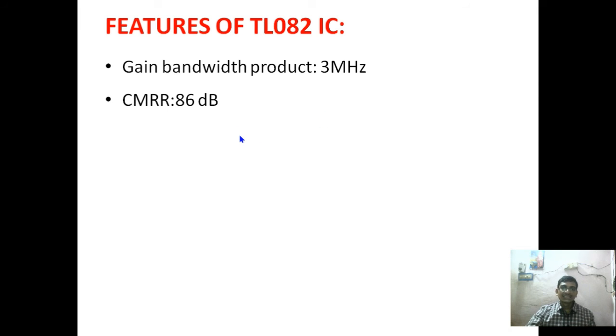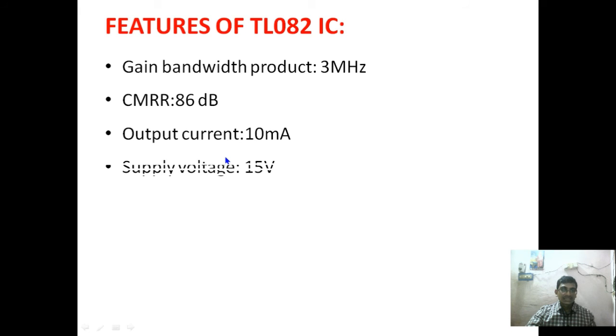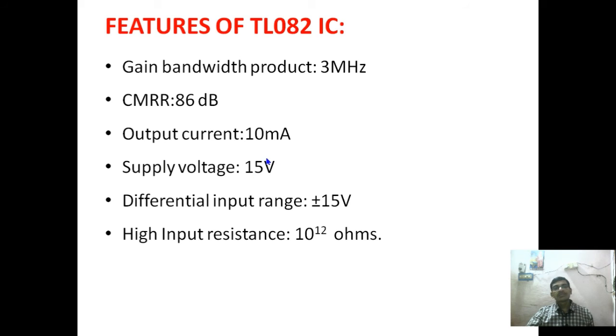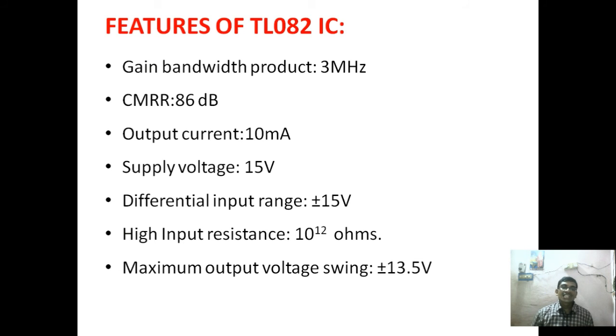CMRR is 86 decibels, output current is 10 milliamperes and the supply voltage is 15 volts. Next, the differential input voltage is plus or minus 15 volts. The input voltage we can give up to plus or minus 15 volts, and the supply voltage is also the same, 15 volts. High input resistance, which is 10 power 12 ohms. The maximum output voltage swing is plus or minus 13.5 volts.